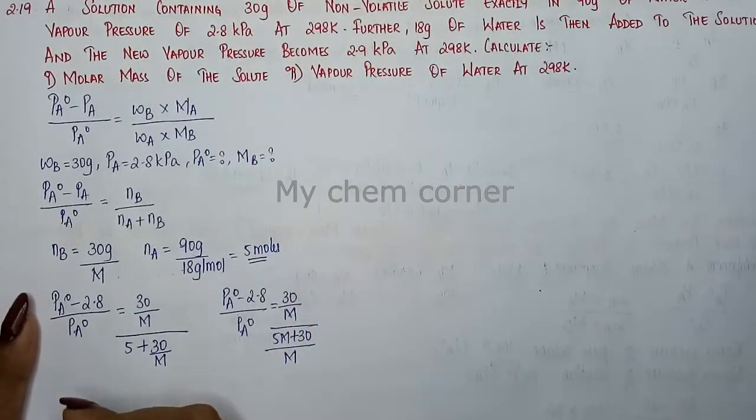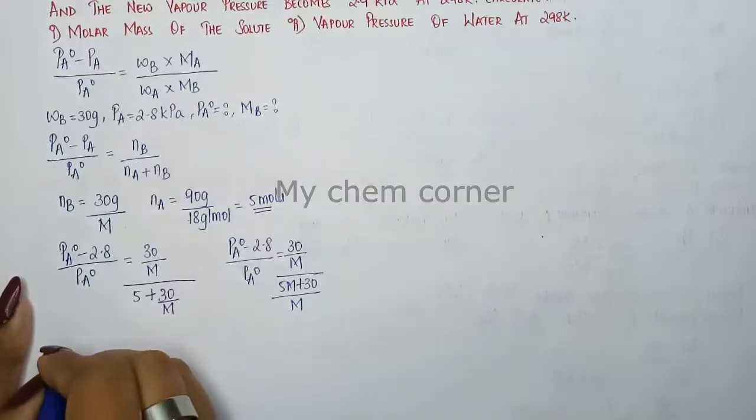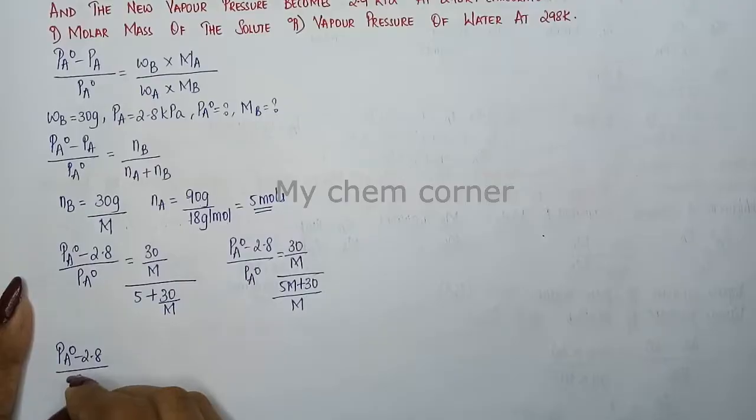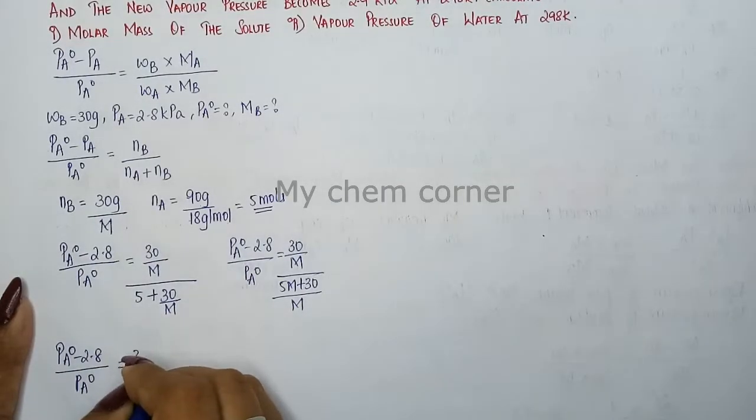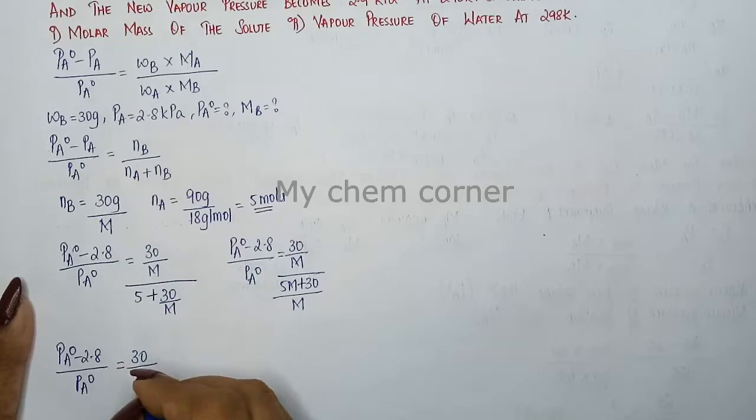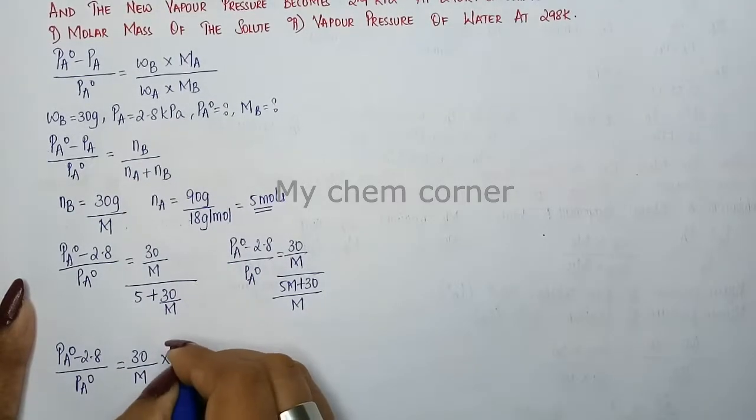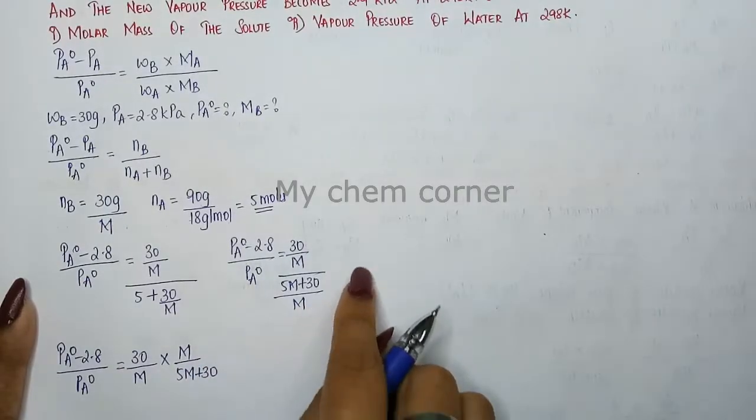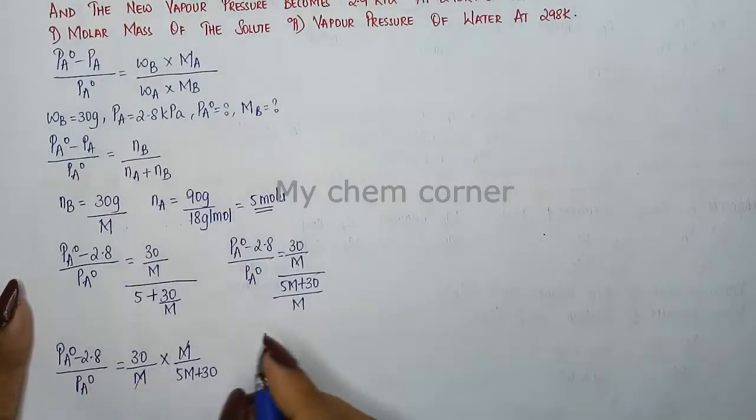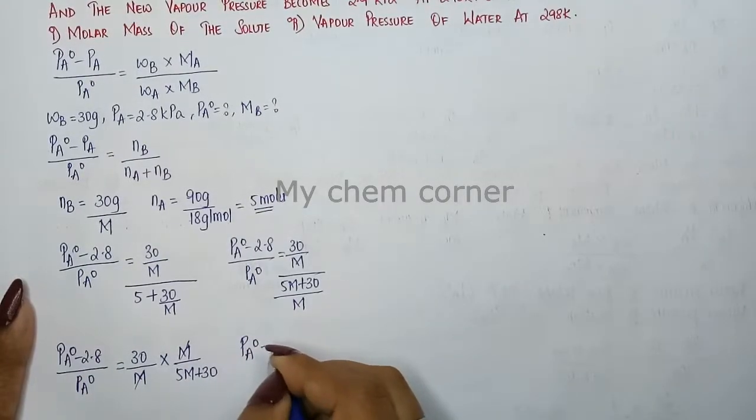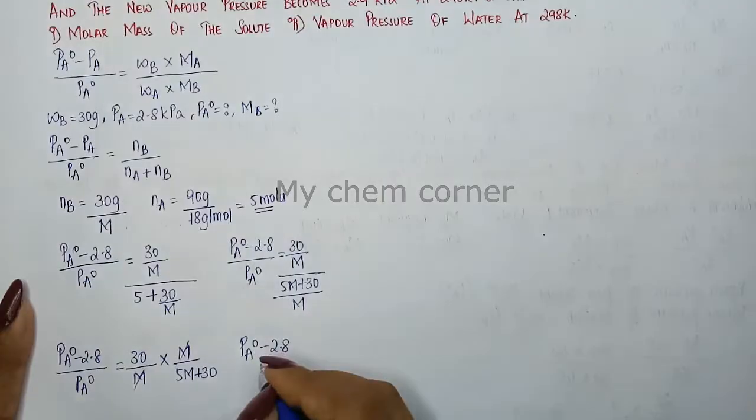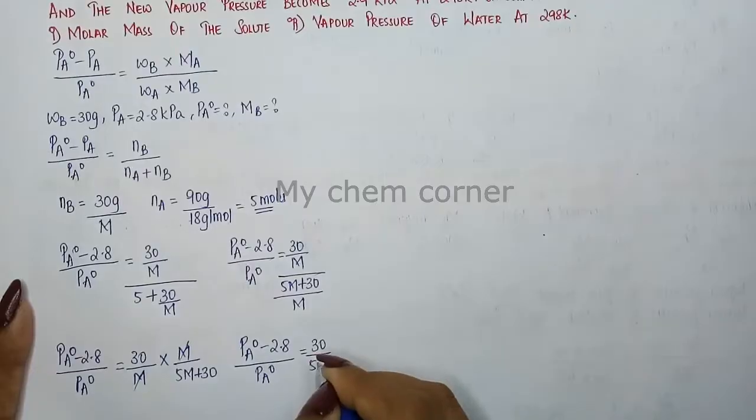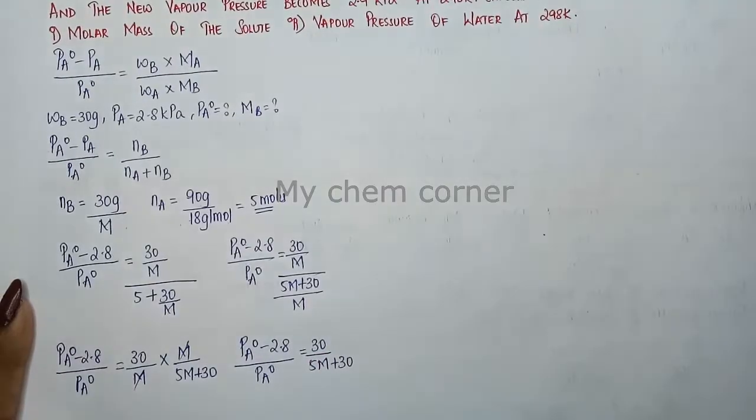Let's try to solve this part over here. That is going to be PA naught minus 2.8 by PA naught equals 30 by M into M by 5M plus 30. What will happen is this will become reciprocal. So M and M will get cancelled. Now here you can write PA naught minus 2.8 by PA naught equals 30 by 5M plus 30.